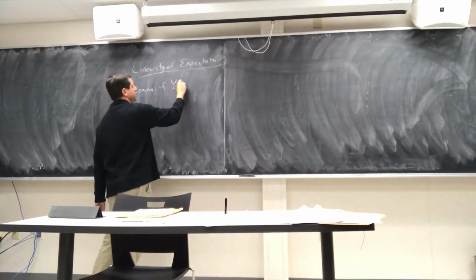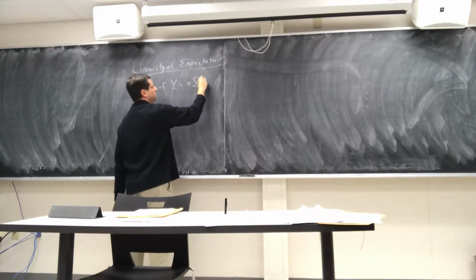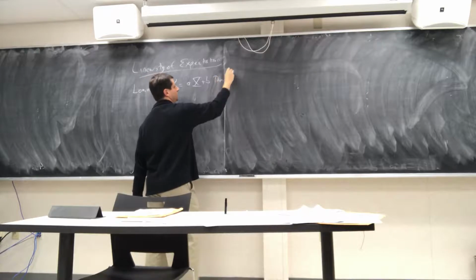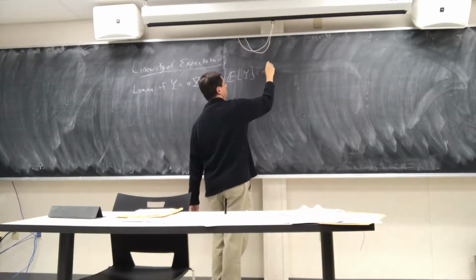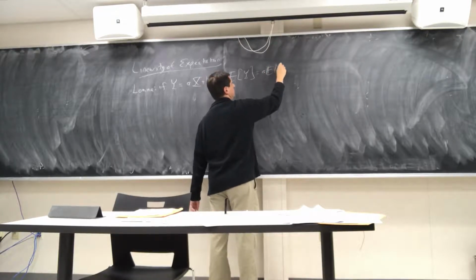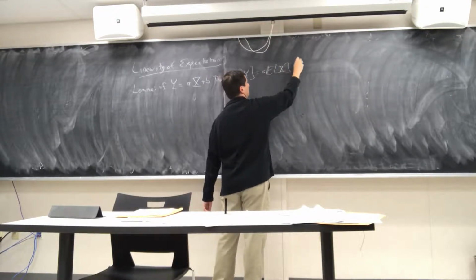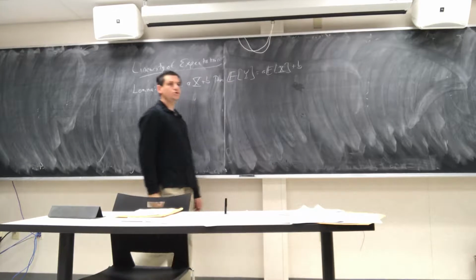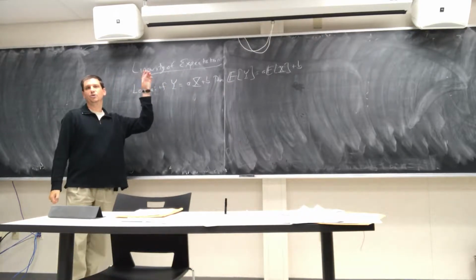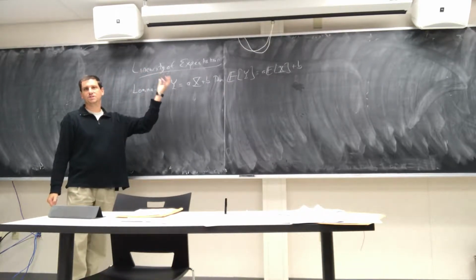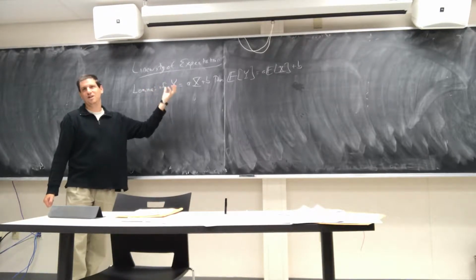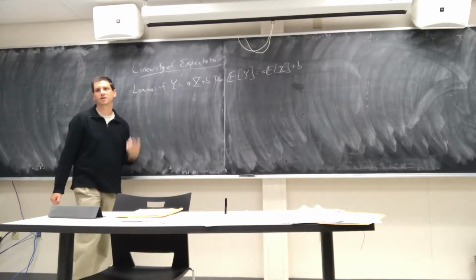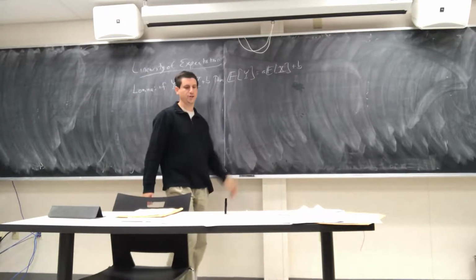If y equals ax plus b, then the expected value of y is a times the expected value of x plus b. We essentially proved this last time when we had a1 g1 of x1 plus a2 g2 of x2. All you do now is you take g1 of x1 to be x1, and you take g2 of x2 to be the constant b. So we've really already shown this.